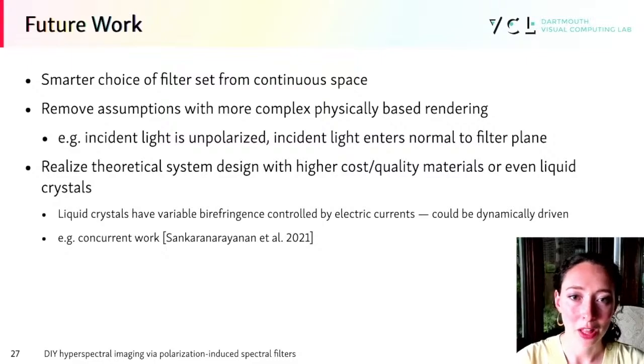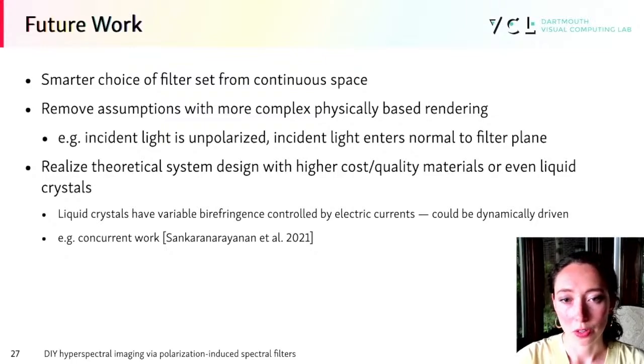In the future, one could develop a more optimal algorithm for choosing a set of filters from this continuous space. We could also remove some assumptions of our light model using advanced physically based rendering. For example, we assume that incident light is unpolarized, and also that it enters normal to the filter plane. Lastly, we could build a prototype of our system with higher quality materials or even liquid crystals. One could imagine shrinking our filter mosaic down and placing it directly onto the sensor, like a Bayer mosaic. If liquid crystals were used, their birefringence could be dynamically controlled, and many measurements could be taken at an extremely high rate, which concurrent work has begun to investigate.